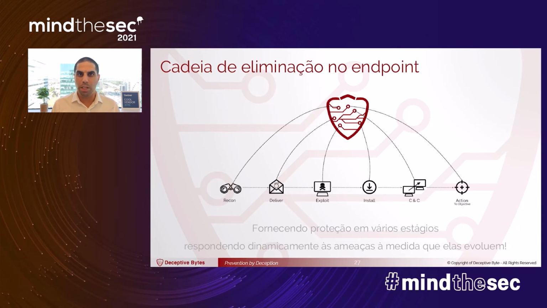If we look at the endpoint kill chain, Deceptive Bytes' solution operates through all the stages of compromise, from the initial recon until the actual attack. This means that we increase our ability to stop any attack at any stage.